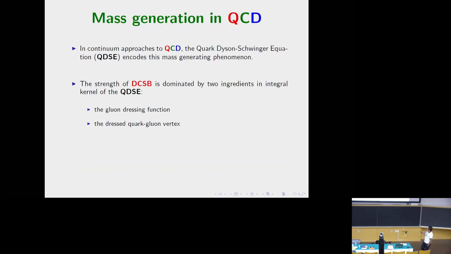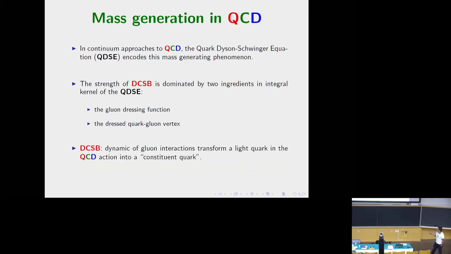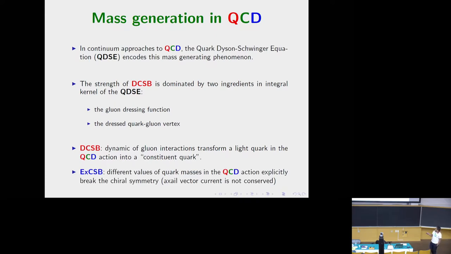It is important to recall that dynamical chiral symmetry breaking is the dynamic mechanism which transforms a light quark in the QCD action into a constituent quark. And explicit chiral symmetry breaking is because the different values of the quark masses in the QCD action explicitly break the chiral symmetry.